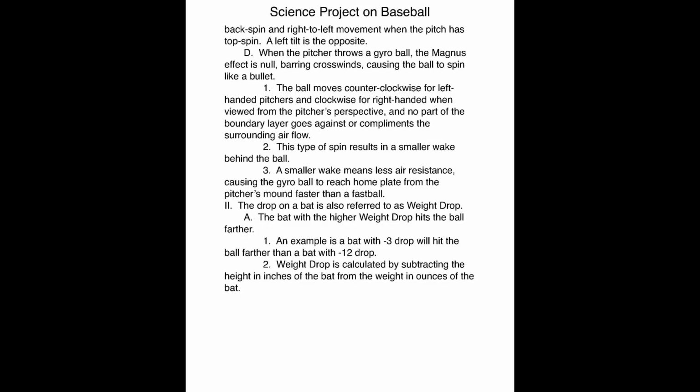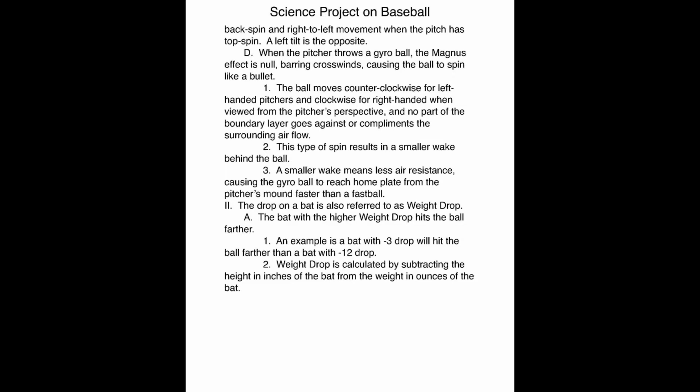When the pitcher throws a gyro ball, the Magnus effect is null, bearing crosswinds causing the ball to spin like a bullet. The ball moves counterclockwise for left-handed pitchers and clockwise for right-handed when viewed from the pitcher's perspective, and no part of the boundary layer goes against or complements the surrounding airflow. This type of spin results in a smaller wake behind the ball. A smaller wake means less air resistance, causing the gyro ball to reach home plate from the pitcher's mound faster than a fastball.